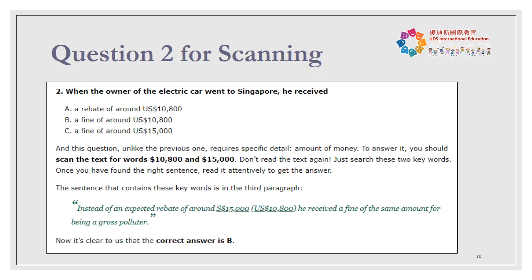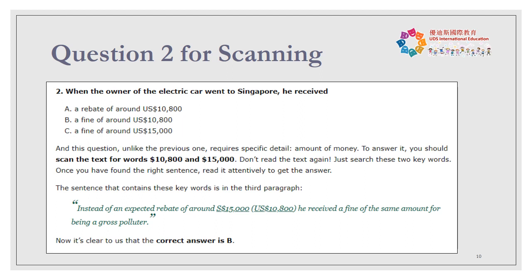Okay, so you can read the first paragraph here. And this question, unlike the previous one, requires specific detail, an amount of money. To answer it, you should scan the text for the numbers $10,800 and $50,000. Okay, don't read the text again. Just search for these two keywords. Once you have found a direct sentence, you can attempt to get the right answer.